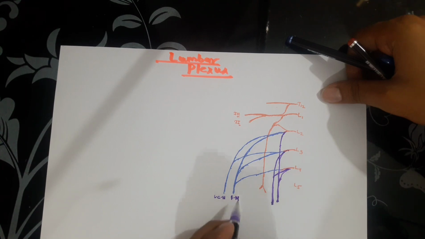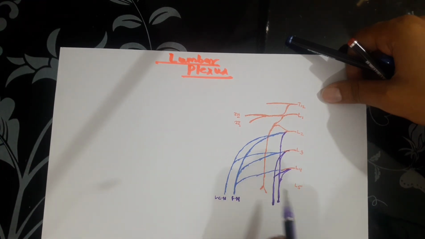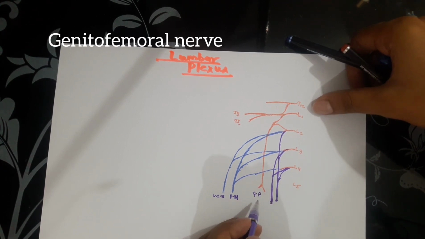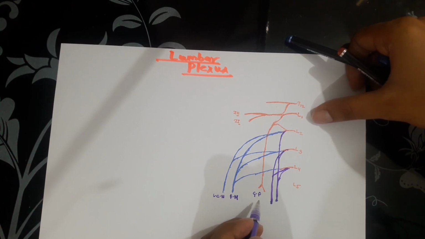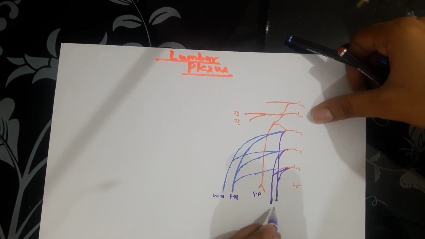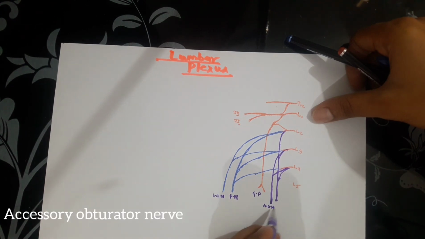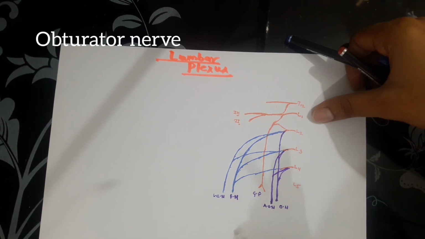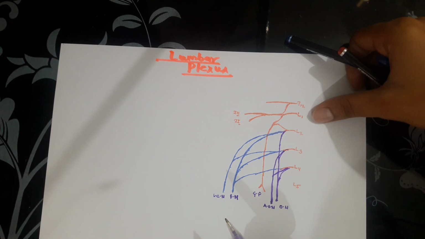also originates from the posterior division of L2, L3 and L4. Here we can see this one is the genitofemoral, which originates from the union of the anterior rami of L1 and L2. And then here we can see this one is the accessory obturator nerve, which originates from the anterior division of L3 and L4. Here we can see this one is the obturator nerve, which originates from the union of the anterior divisions of L2, L3 and L4.